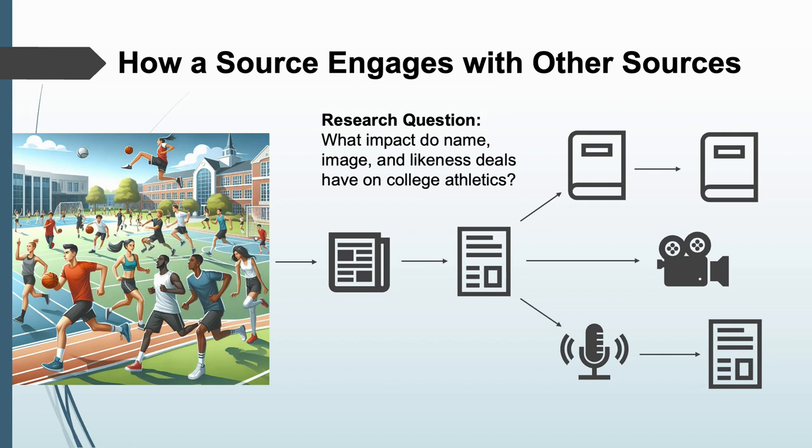As you examine a given source to determine its reliability and relevancy, you can observe how that source engages with other sources. For example, say you want to write a research paper on the impact of name, image, and likeness deals on college athletics. You might start by finding a newspaper article that talks about your topic, and that newspaper article will probably lead to a scholarly journal article that goes into your topic in more detail. You could follow this trail to find even more sources.